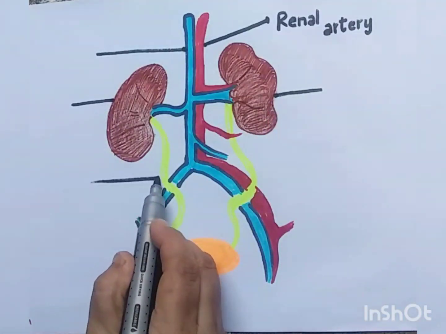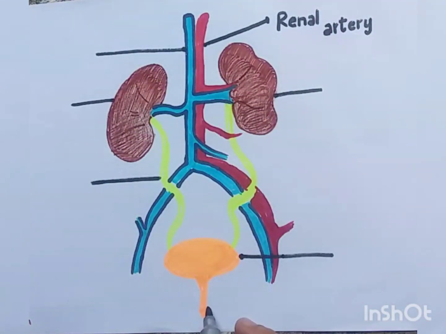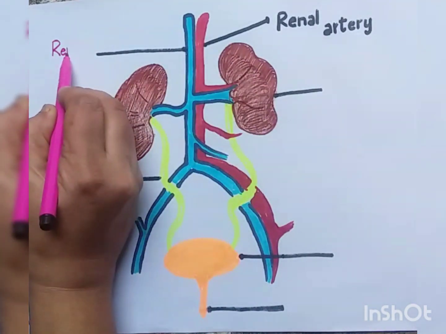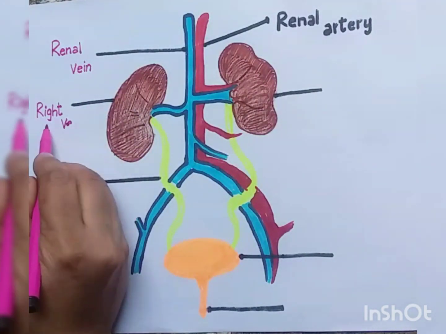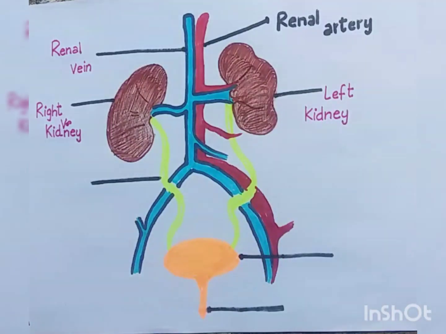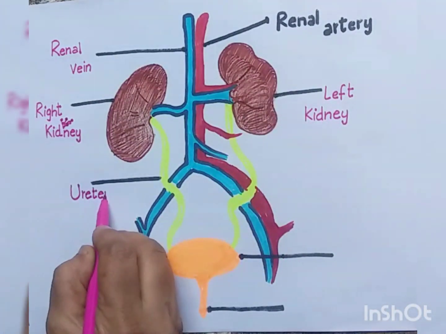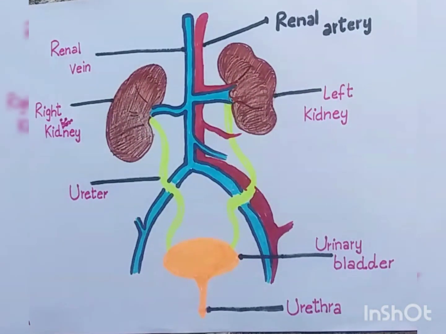Urinary bladder is a muscular sac which collects urine from both ureters. A fine tube through which urine is released from urinary bladder to the outside is called urethra. I hope you understand this diagram. So let's draw.